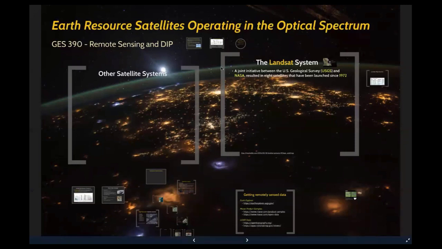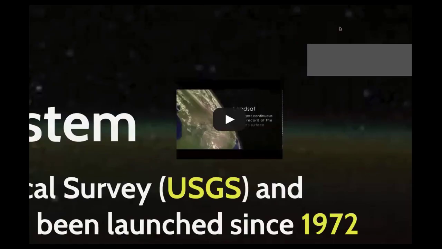So today, like I mentioned earlier, we're going over the satellites, and I want to be more specific: we're going to focus on satellites operating in the optical spectrum. That means we'll focus on the multispectral and hyperspectral systems, but not so much on radar and LiDAR, since we already talked about the general idea of radar and LiDAR last time.